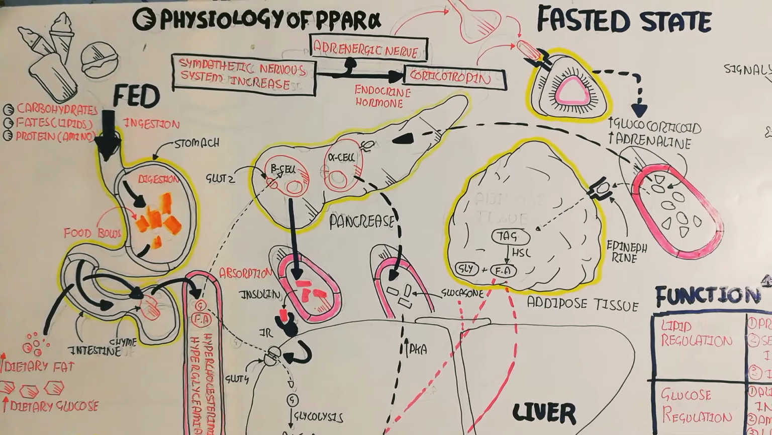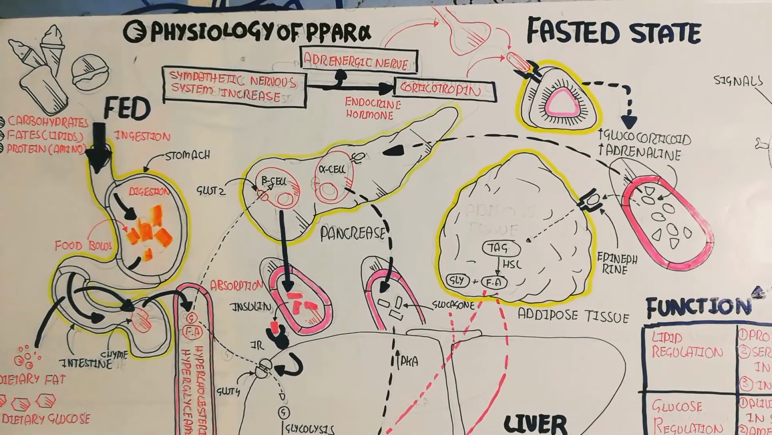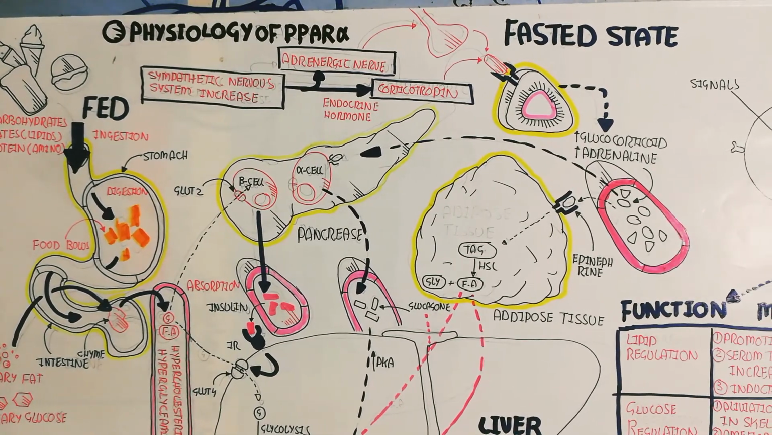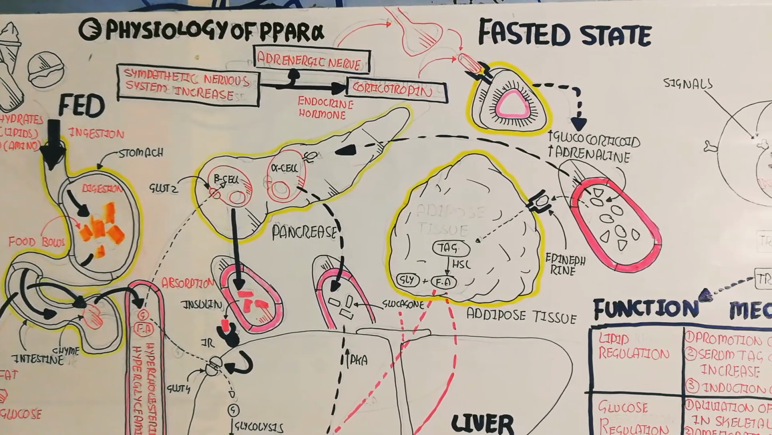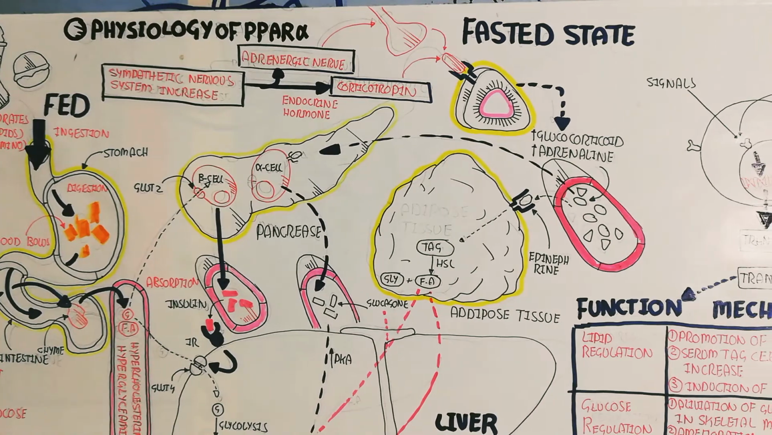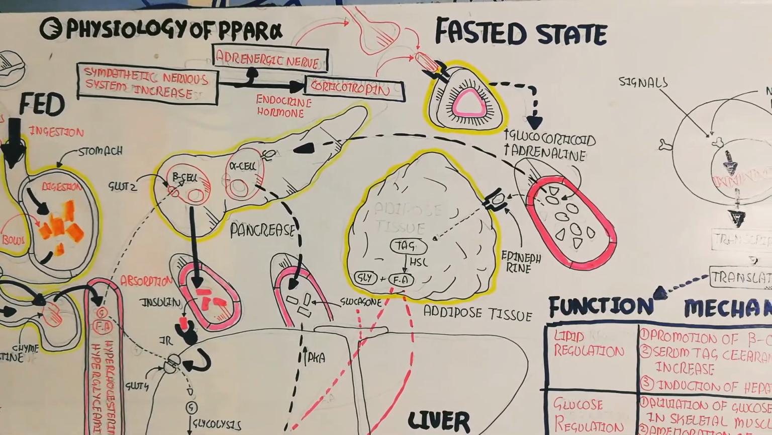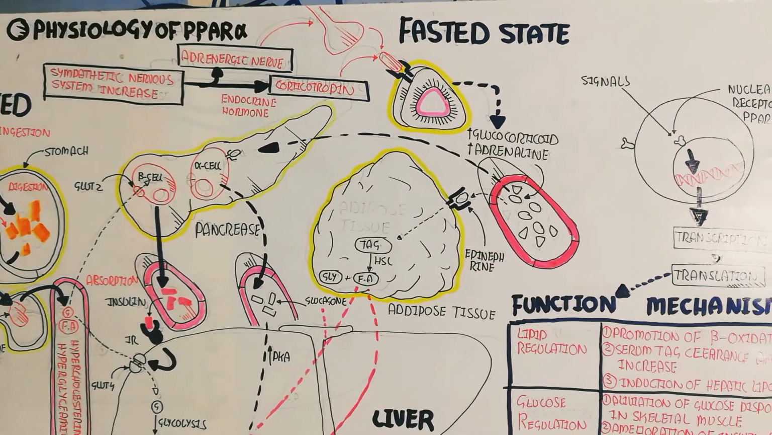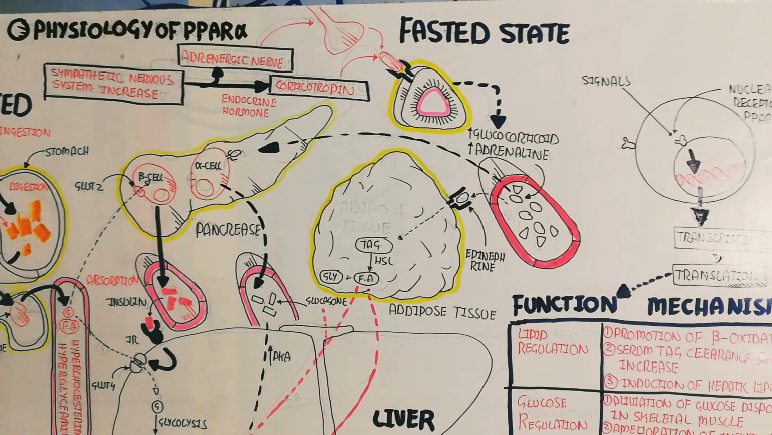So this is a video about the physiology of the PPAR alpha, the peroxisome proliferator activated receptor, which causes different functions for normal homeostasis. The peroxisome proliferator means the activation of peroxisome proliferation, and the receptors are present in the nucleus, the nuclear membrane. So that is why it is known as the nuclear receptor PPAR.